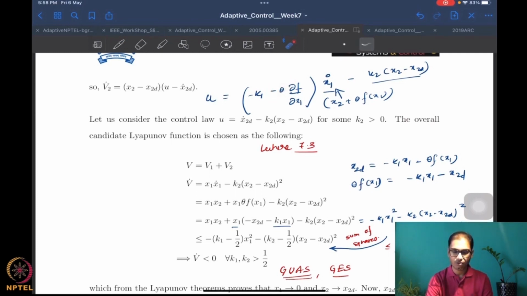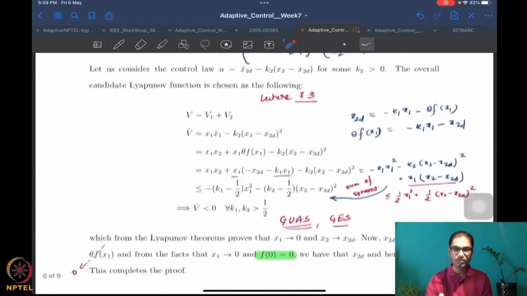In fact x2 desired also contains the parameter, so the parameter appears here, the parameter appears here, and the parameter also appears here. So unlike the matched case where the parameter appeared in only one place, here the parameter seems to appear in a lot of different locations. And this is what you will see subsequently complicates the adaptive controller design. So we'll start going into the adaptive control design for this same system now.